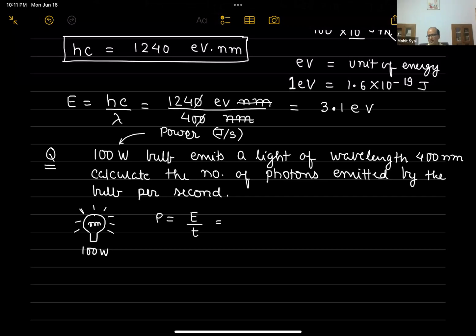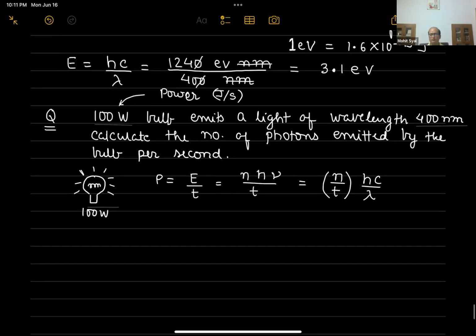And E by t. Energy is the total number of photons emitted per second into energy of one photon, by t. Is it clear? Time is in seconds, right? So we can have n by t, the number of photons emitted per unit time. Are you getting my point? Because this question is asking the number of photons per unit time. Per second means per unit time.